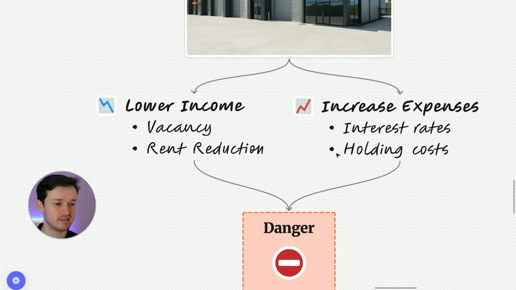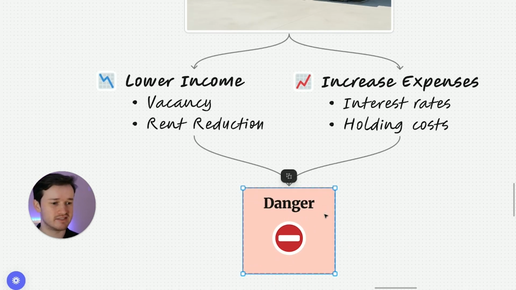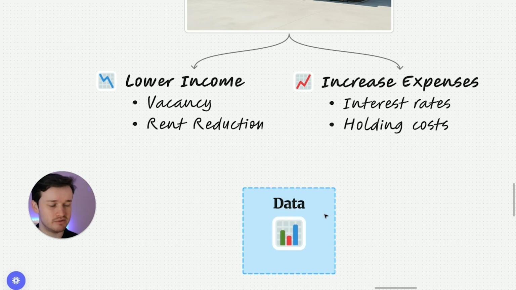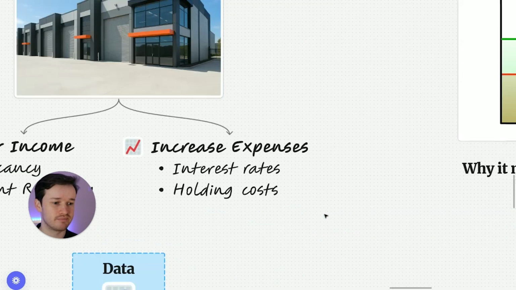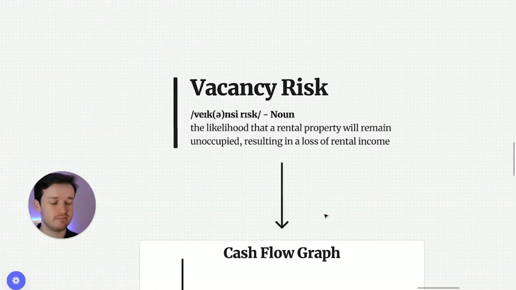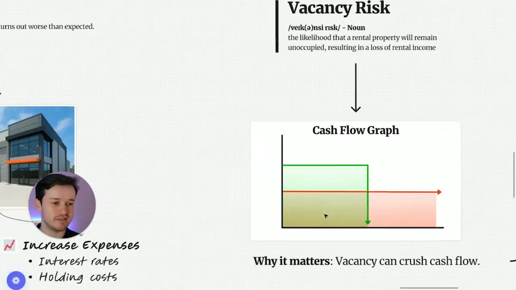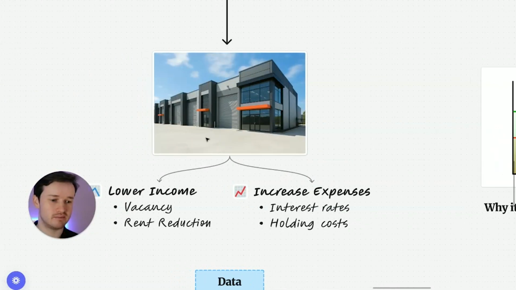As an investor, risk is a broad term, and we think, oh, it's risky, it's dangerous. Our job as an investor is to remove the dangerous word for risk and use data to actually define what the risk is. If we look at vacancy risk, that's the biggest factor that can lower our income in commercial properties. Vacancy risk is the likelihood that a rental property will remain unoccupied, resulting in a loss of rental income. This is the biggest factor that can lower our passive income, because if there's no tenant, the majority of your income is going to be completely gone.